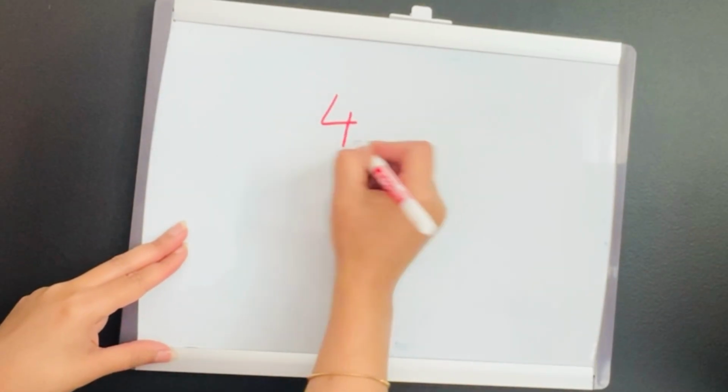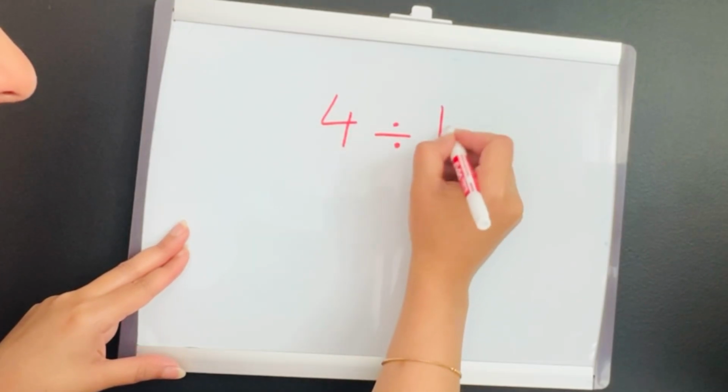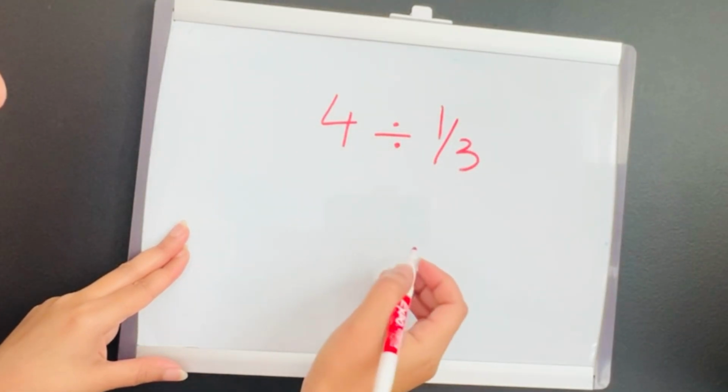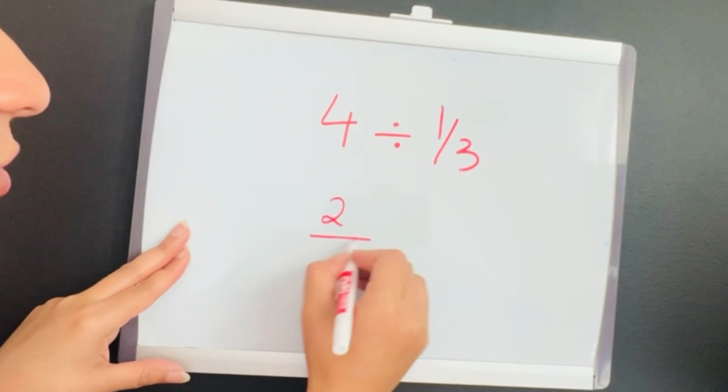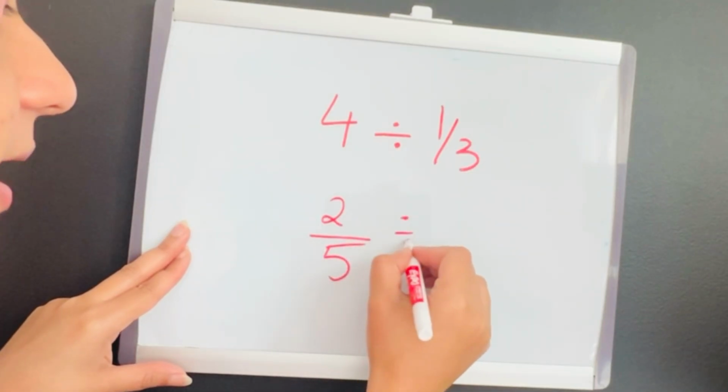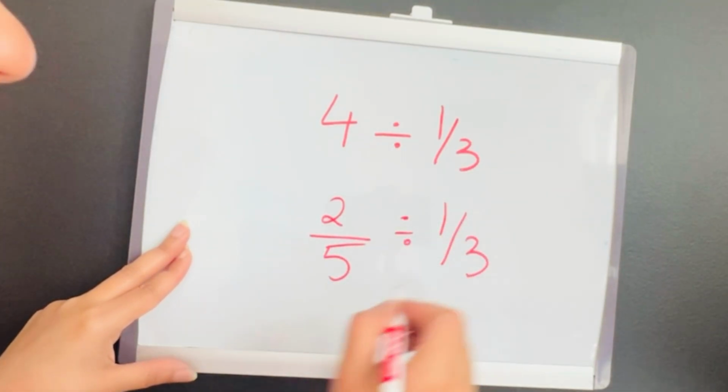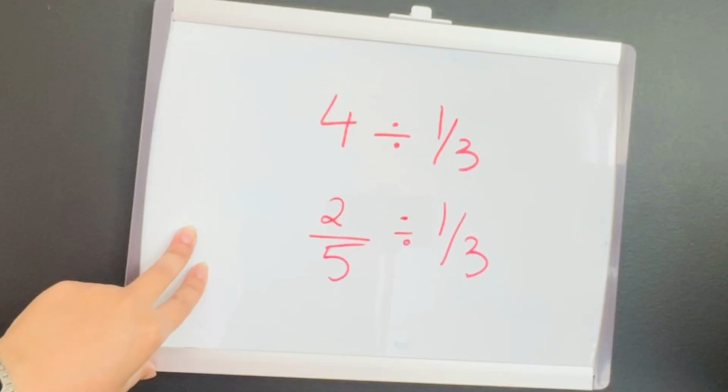So now that you know why it works and how it works, let's try to solve these problems on your own. 4 divided by 1/3, and let's try 2/5 divided by same 1/3. Write your answers in the comment below.